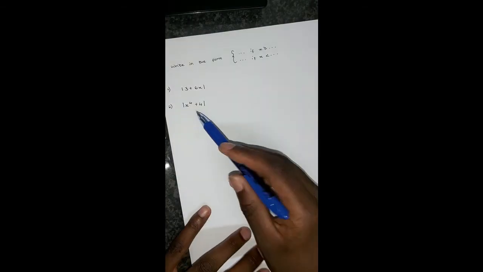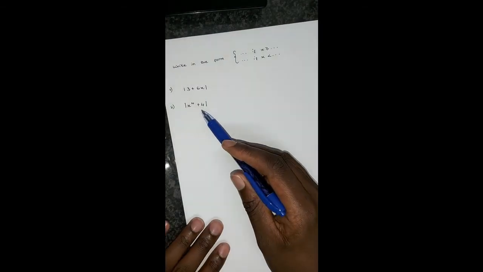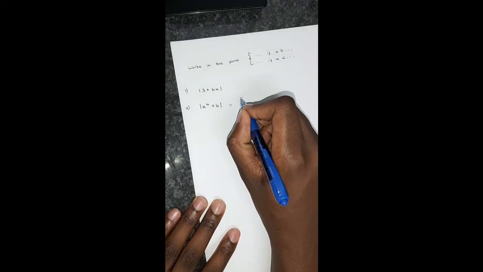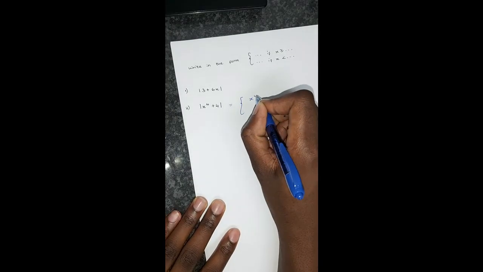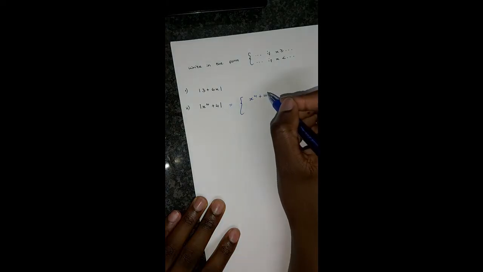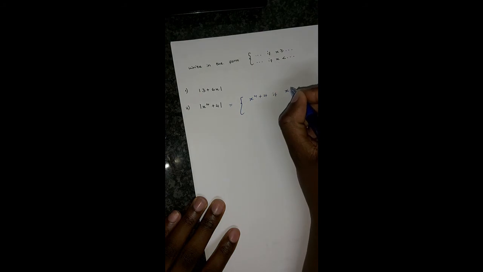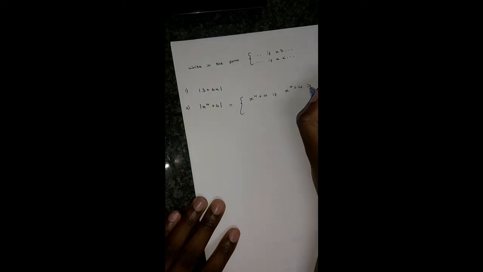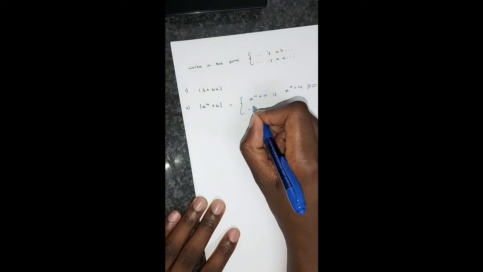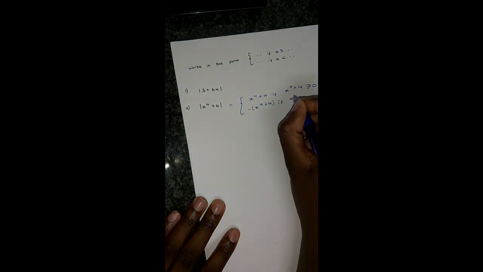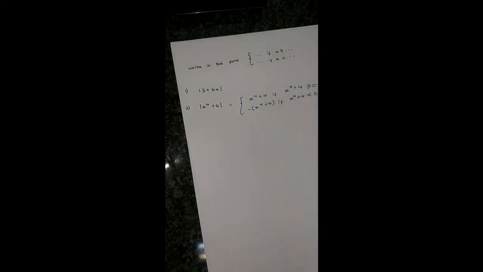And then the next one is modulus of x to the power 4 plus 4. So with this one, this is equal to x to the power 4 plus 4 if x to the power 4 plus 4 is greater than or equal to 0, and negative (x to the power 4 plus 4) if x to the power 4 plus 4 is less than 0.